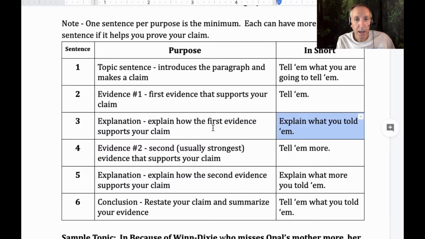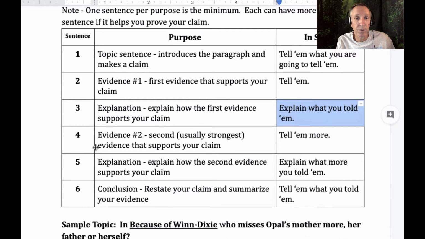All right? The next 2 sentences are a repeat of sentences 2 and 3. You're going to come up with another example. And usually if it's a stronger example or a stronger piece of evidence, you want to make it your second one. You want to leave your reader with the best impression. So if one out of the 2 is stronger than the other, make it your second claim. And again, in short, you're telling them some more.